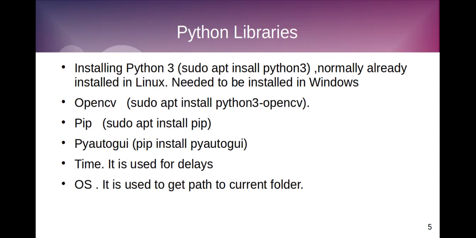Pip is Python's package installer. It allows us to easily install and manage additional Python libraries, and we will use it to install PyAutoGUI. It is normally pre-installed, but you can install it using the command sudo apt install python3-pip.